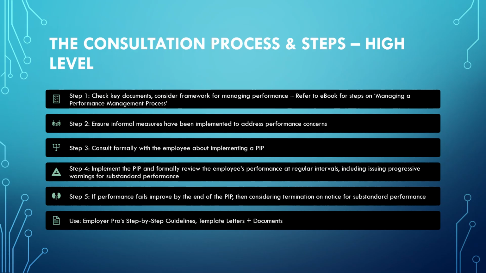And then the final step, step five, if the employee's performance fails to improve by the end of the PIP, then considering termination, and termination in these circumstances would always be on notice for repeated substandard performance, and that would go off the basis of repeated warnings, which would have been issued during the context of the PIP, up to including termination on notice. And again, use Employer Pro's step-by-step guidelines, template letters, and the documents that we have available.